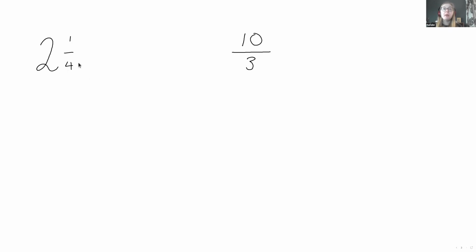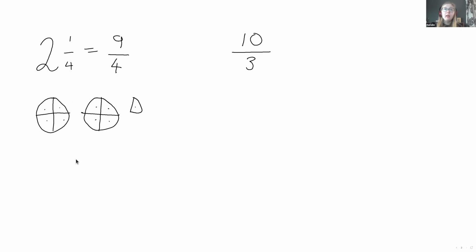So to go from a mixed number to an improper fraction, I want to work out how many quarters I've got in total with two wholes and one quarter. Well, if I had two wholes, and excuse my slightly wobbly circles, then I'm going to have 1, 2, 3, 4, 5, 6, 7, 8 quarters, and I've got an extra quarter. So I've got 9 quarters.